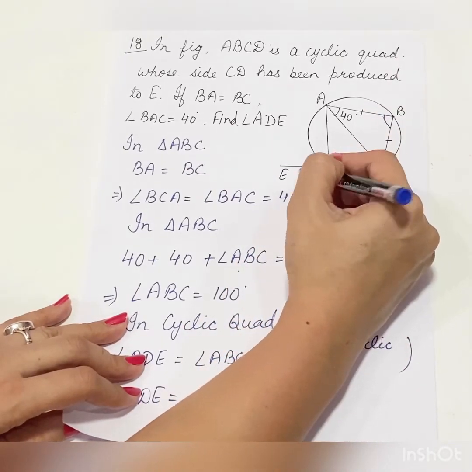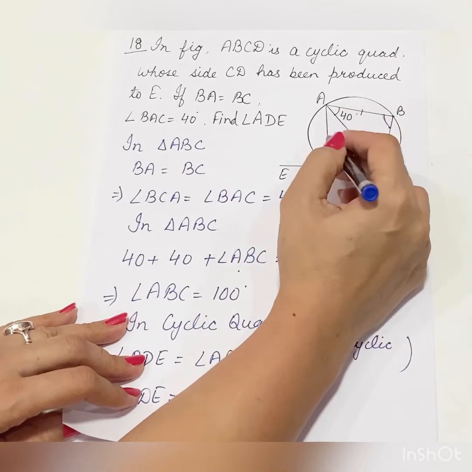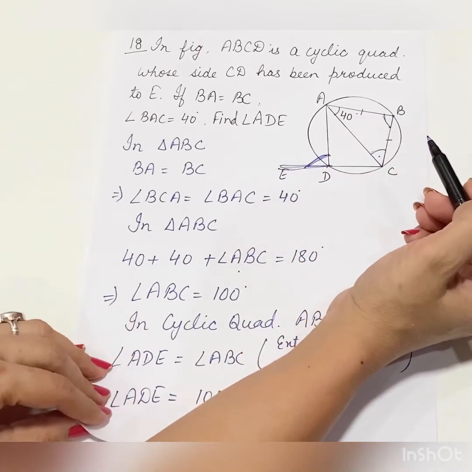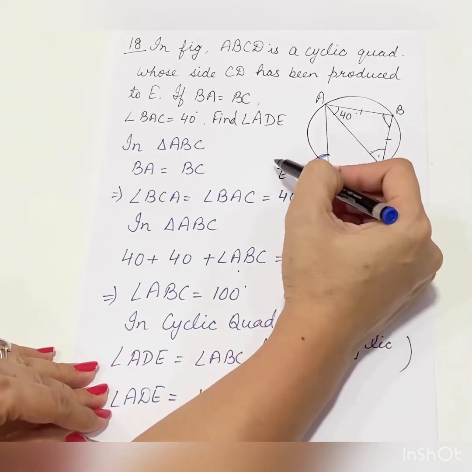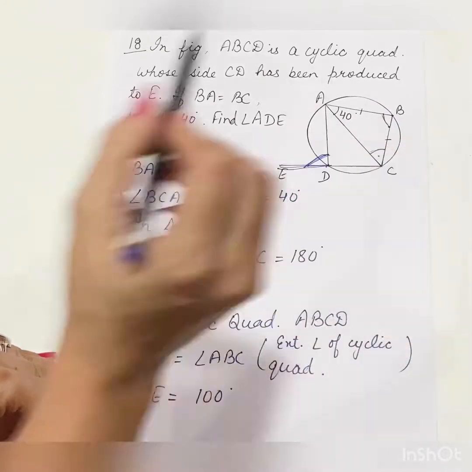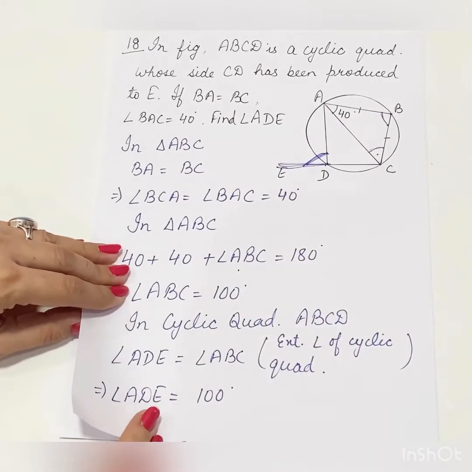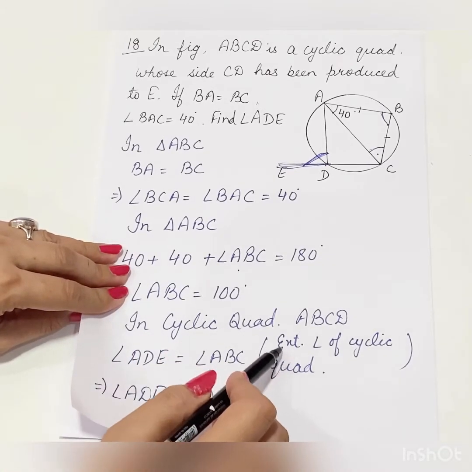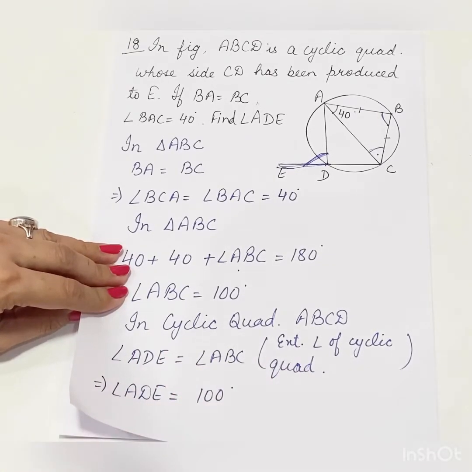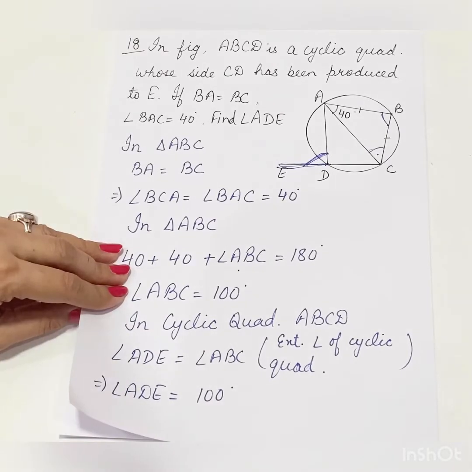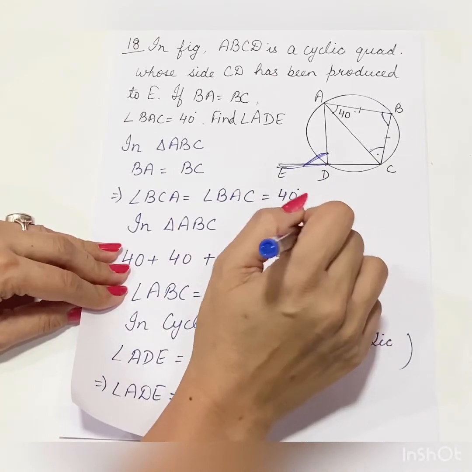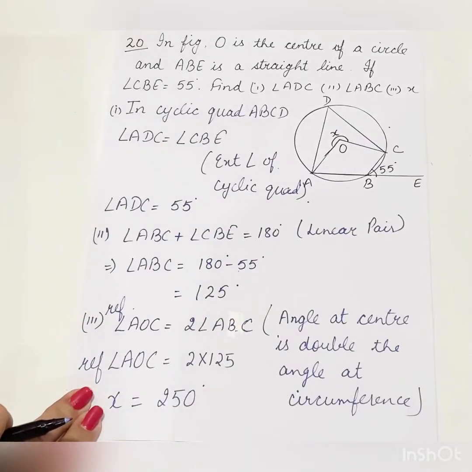Now you can easily find out how much is this angle, as ABCD is a cyclic quadrilateral and this is the exterior angle of the quadrilateral. So we have angle ADE is equal to angle ABC. So that gives you angle ADE also equal to 100 degrees. Again give the reason, exterior angle of a cyclic quadrilateral equals the opposite interior angle. Children, every time you are solving a question, please give the reason for it.